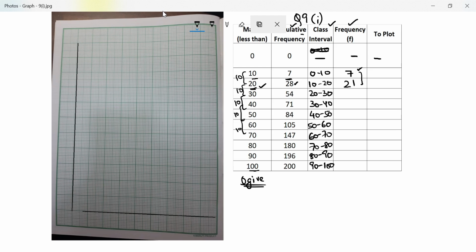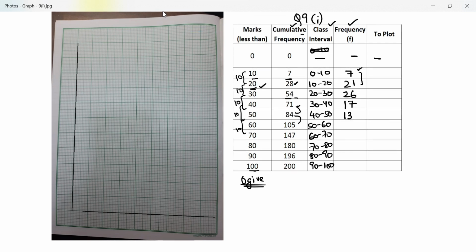How many students have scored less than 30? That's 54. So again I subtract 54 minus 28, that's 26. Perfect. Next, 71 students scored less than 40 marks. So all these 54 are also a part of this. So 71 minus 54 is 17. Perfect. Next I subtract this: 84 minus 71, that's 13.